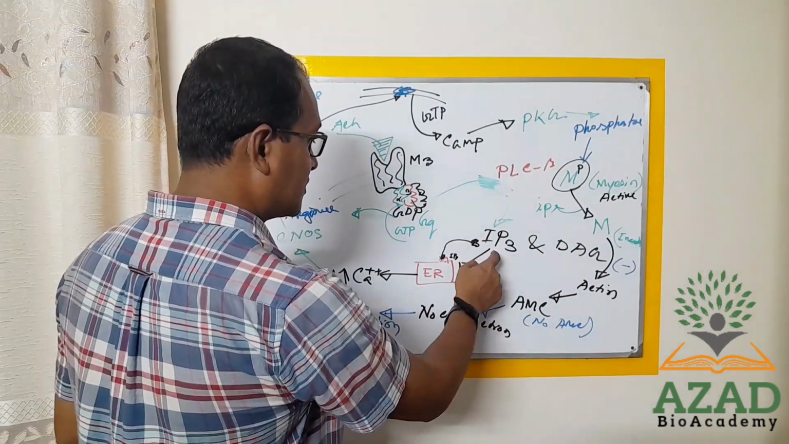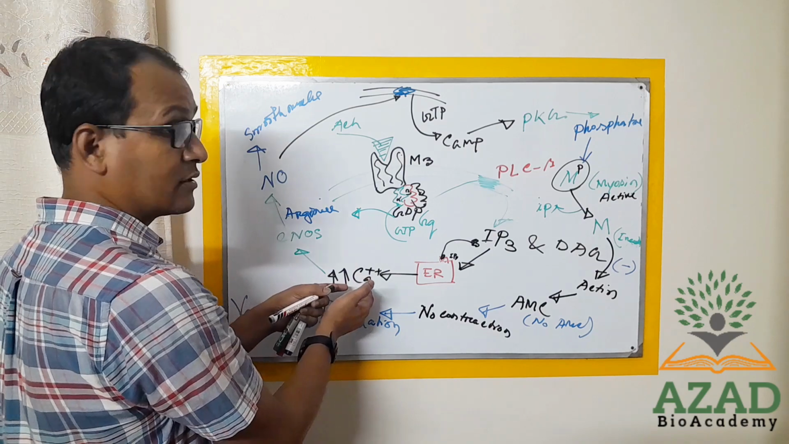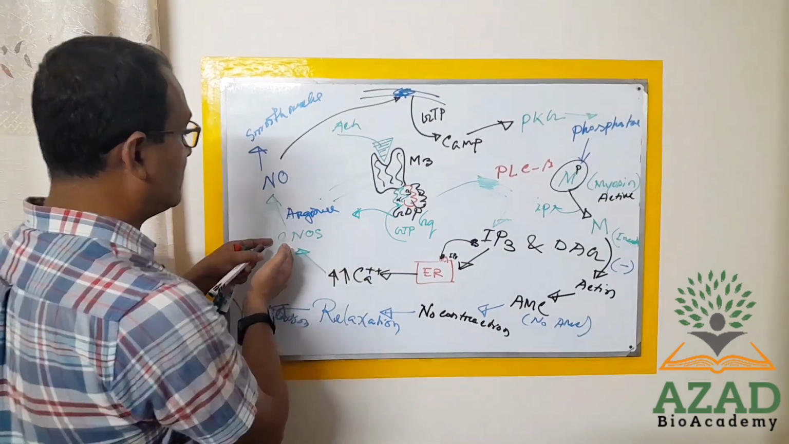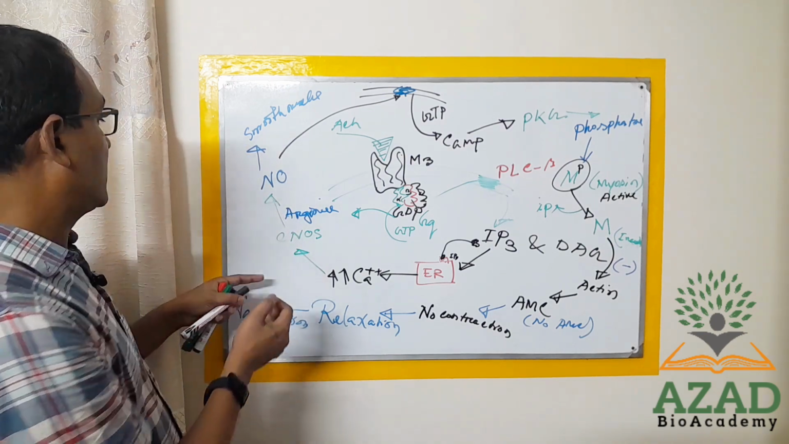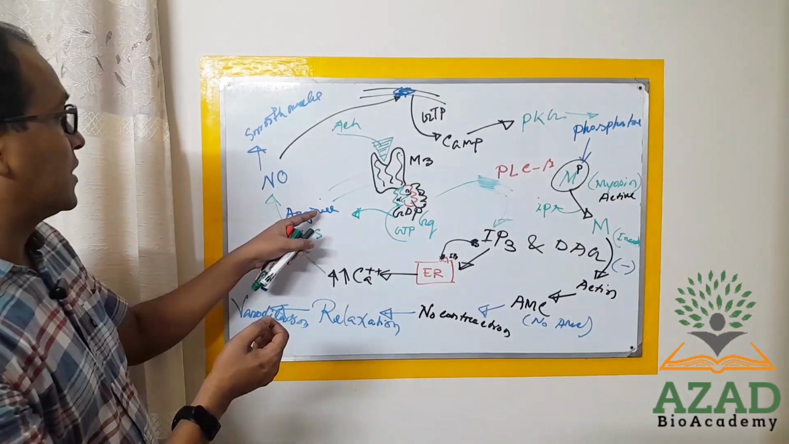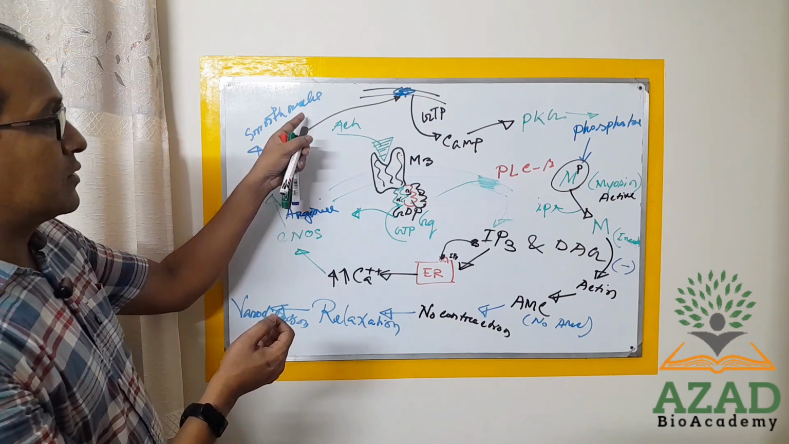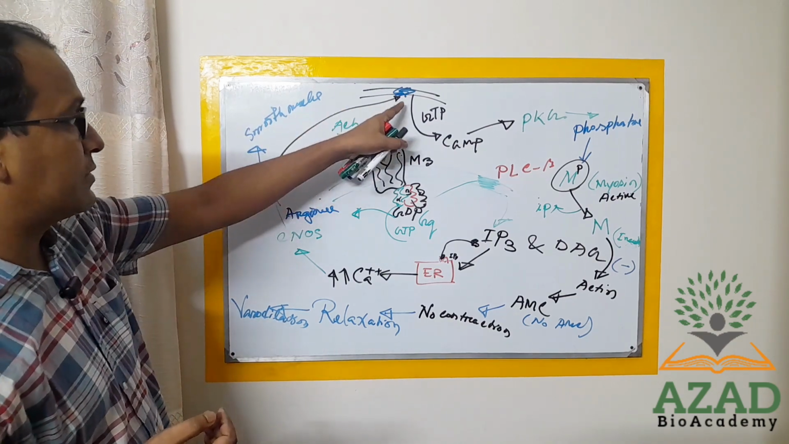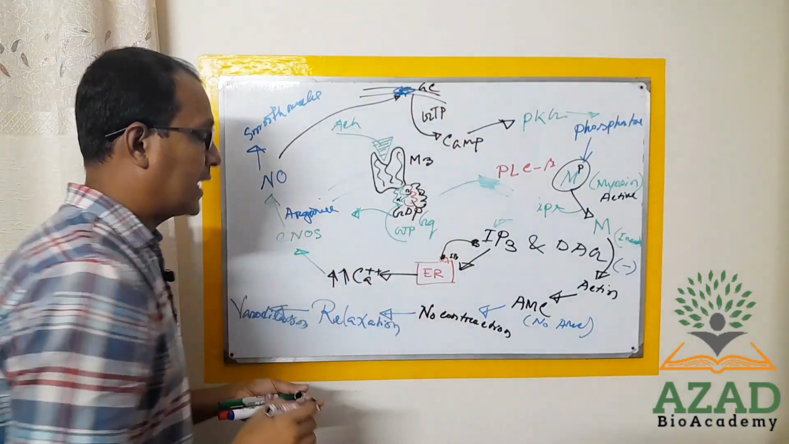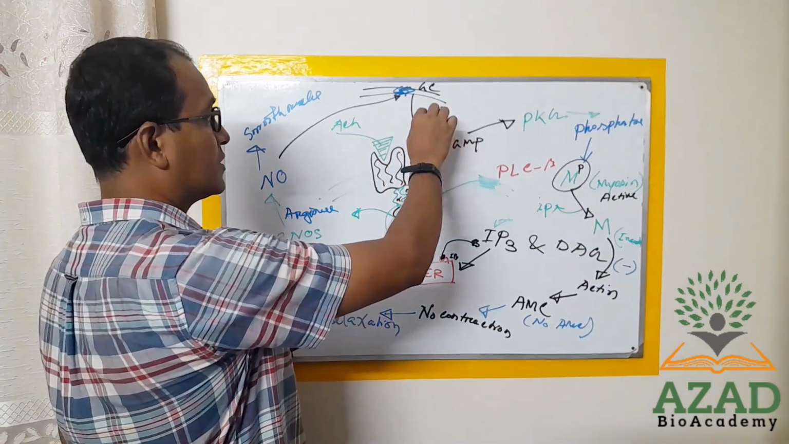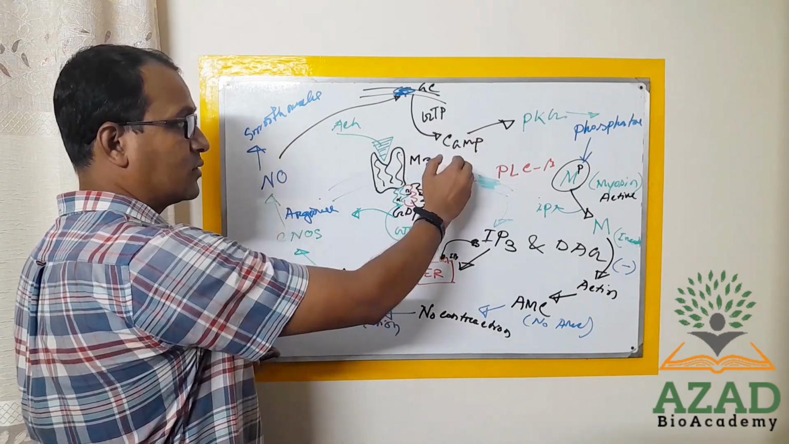And here the IP3 binds with the endoplasmic reticulum, and the endoplasmic reticulum will release calcium, and intracellular calcium will increase. That calcium will activate eNOS, endothelial nitric oxide synthase, and that will produce nitric oxide from arginine. That nitric oxide will cross the endothelium and come into the smooth muscle of the blood vessel and activate the enzyme guanylyl cyclase. That guanylyl cyclase will convert GTP into cyclic GMP, another second messenger, and that will activate PKG.